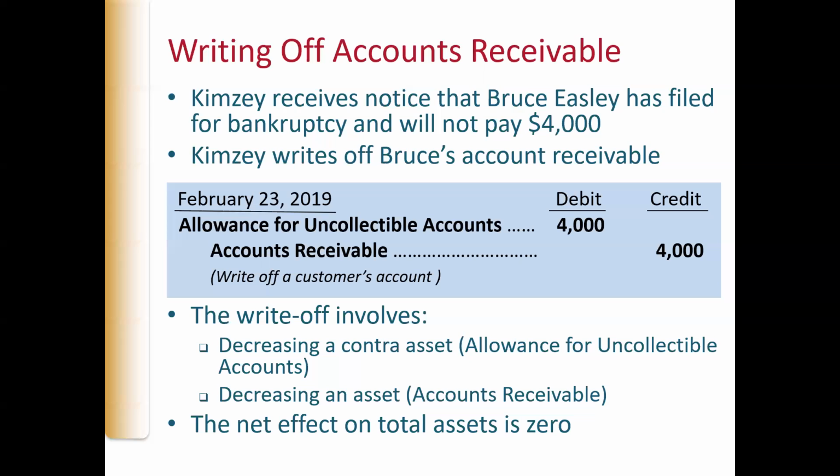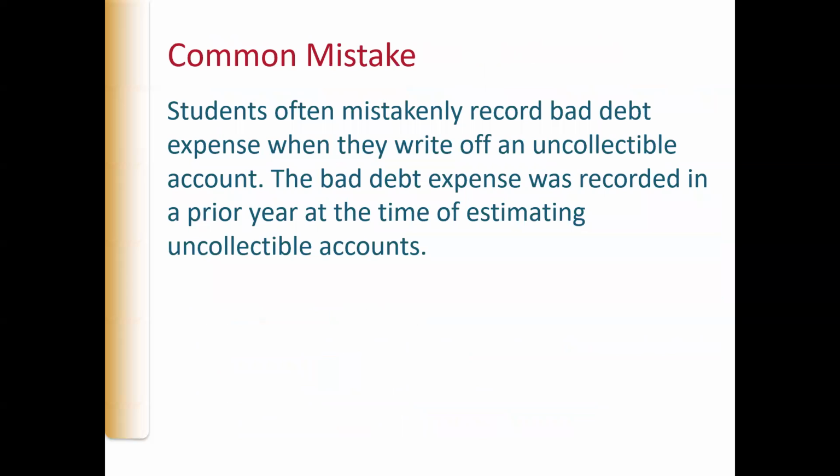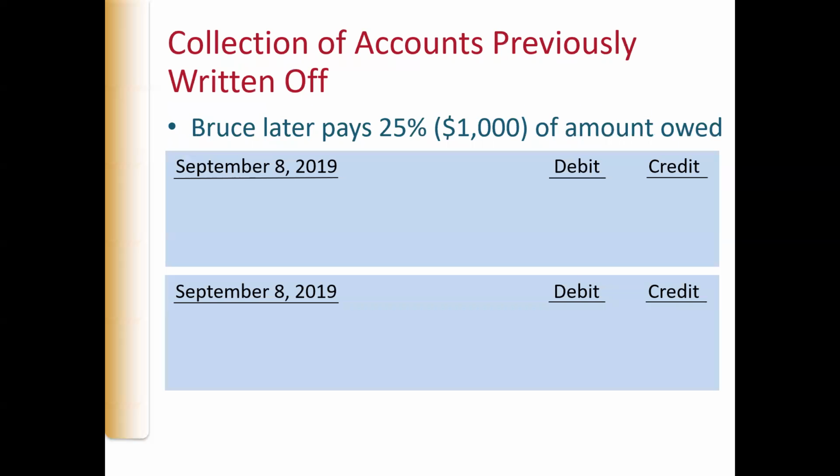When we actually write off an account, it's not going to affect our balance sheet at all. Students think that they're going to record a bad debt expense when they write off an uncollectible account. But that's not the case. That bad debt expense was already recorded in the year in which those sales happened, at the time we estimated those uncollectible accounts.